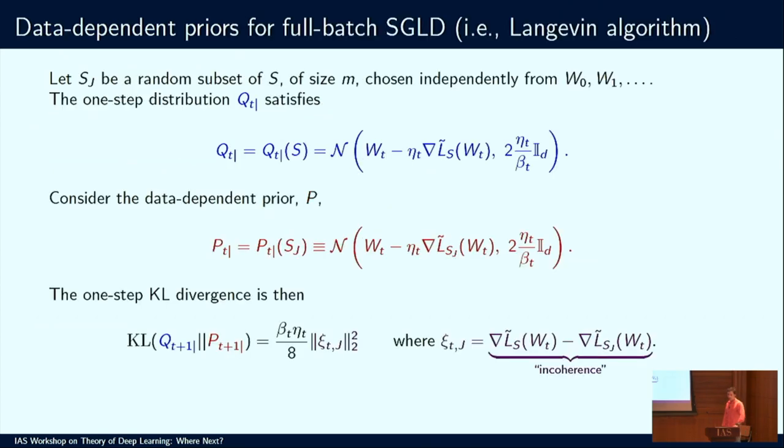All right, so here's the guess. So here's SGLD itself. If I'm at a current iterate, then the way that I get to the next iterate is I look at the difference between where I am and the negative gradient, and I add some Gaussian noise. This is just a rewriting of SGLD.